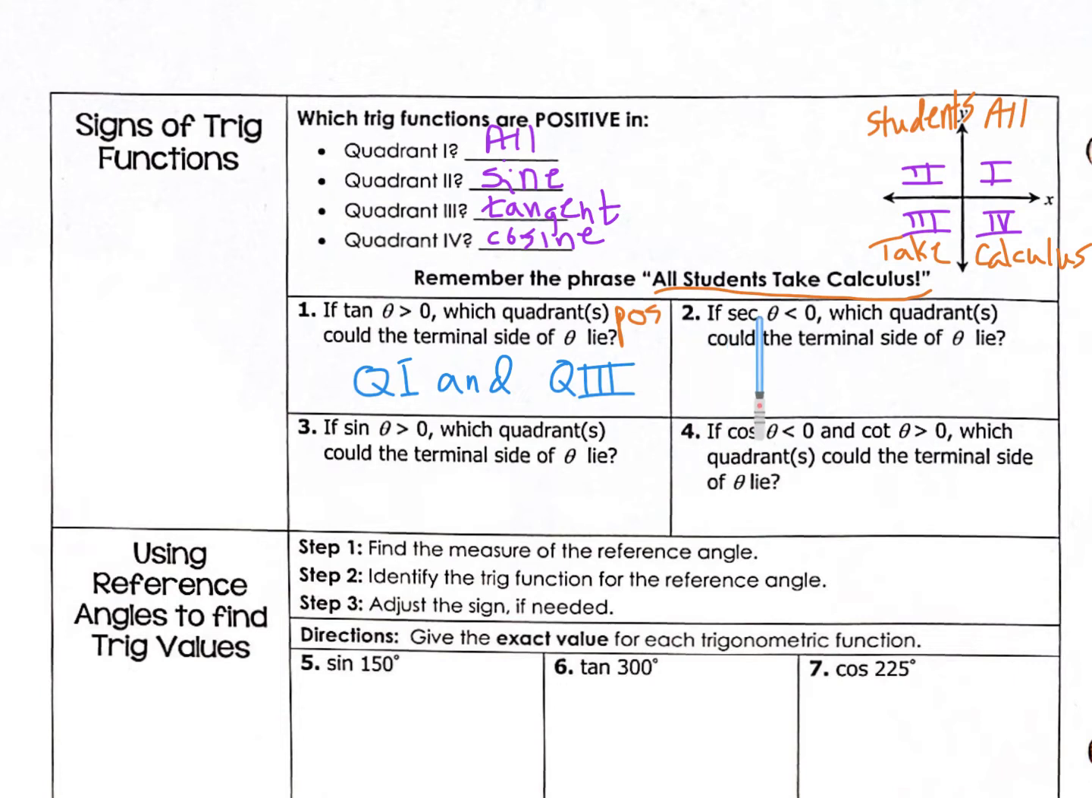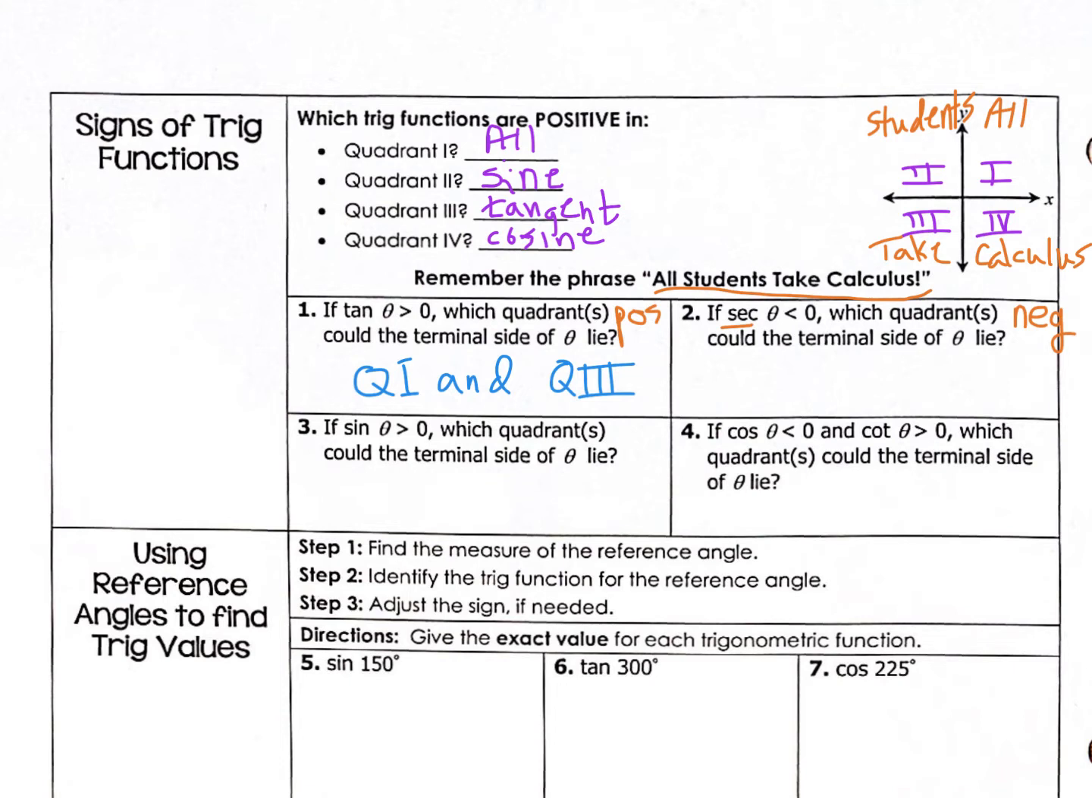So then question 2 says if secant of theta is less than 0. Less than 0 means we want to know where it's negative, so I'll talk about how you determine that. But secant means the same thing as its reciprocal function. Remember I said that sine and its reciprocal function were positive in quadrant 2, tangent and its reciprocal function in quadrant 3, cosine and its reciprocal function in quadrant 4.